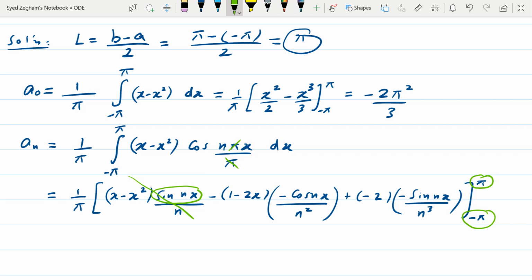Minus 2 multiplied by minus sine nx over n power 3. So again, when you put the upper limit, x equal to pi, this will become sine n pi, which is 0. And same thing when you put the lower limit minus pi, it will become sine of minus n pi, that is also 0. So this third term also, in both cases, will become 0. So you can cancel it here itself. So we are left with only the second term, which is minus (1 minus 2x) multiplied by minus cosine nx over n power 2.